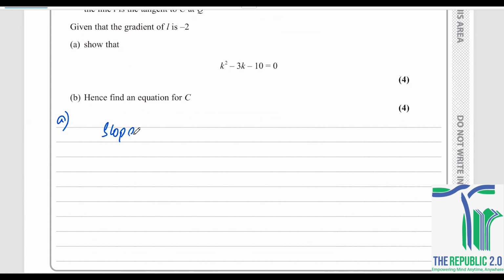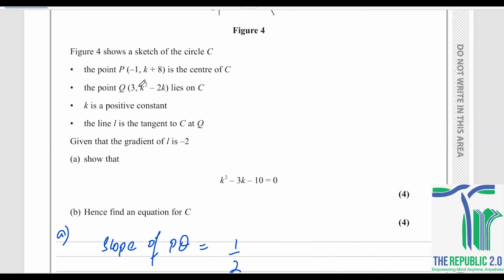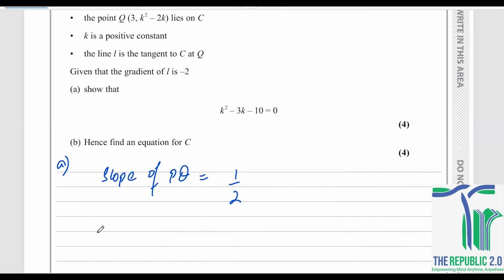the slope of PQ is already given, and we can write it equal to 1/2, and that is what we need to do, right? So we have got the gradient, and apart from that, we also have both the points P and Q. So I'm just going to use both of these points. You've got k² - 2k - k - 8. That is the change in y.